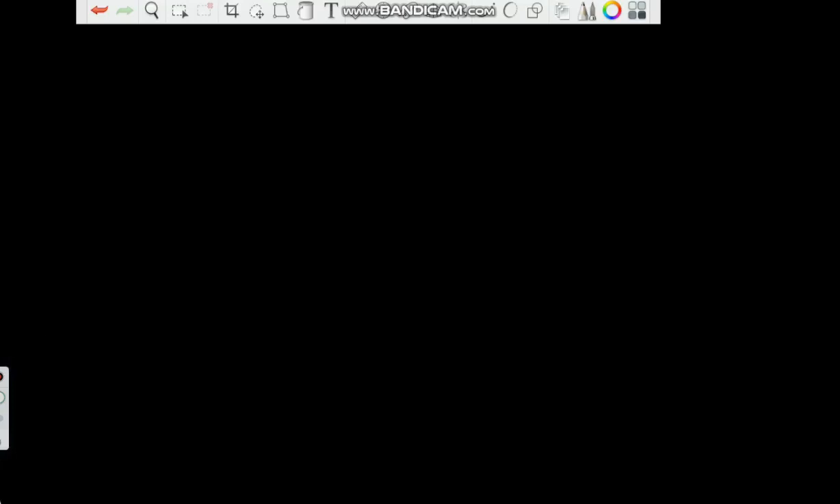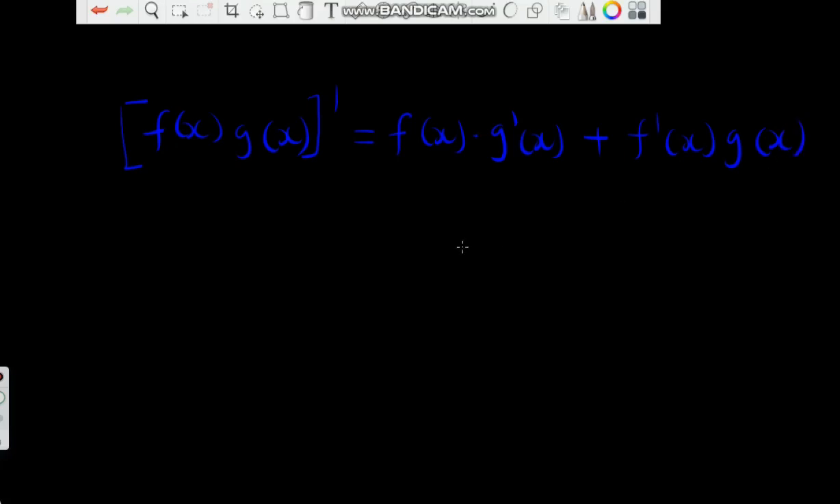The chain rule from differentiation. From differentiation, we know that when you have a function of the form f of x times g of x, and you want to find the derivative of this function, that will be equal to f of x times g prime of x, plus f prime of x times g of x. This is what is known as the product rule.